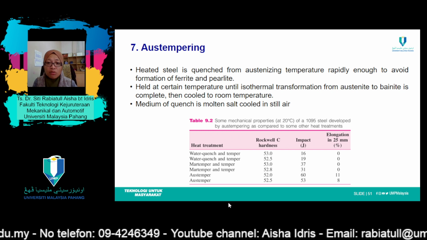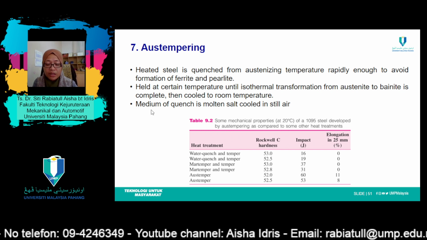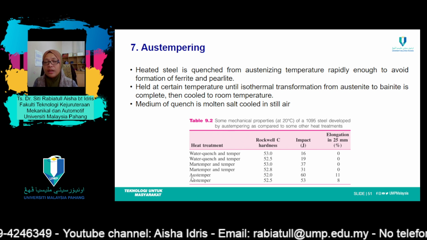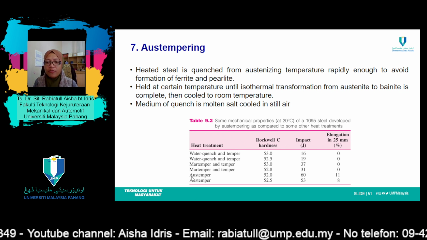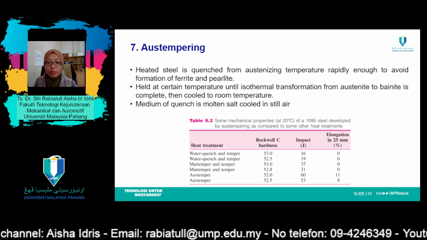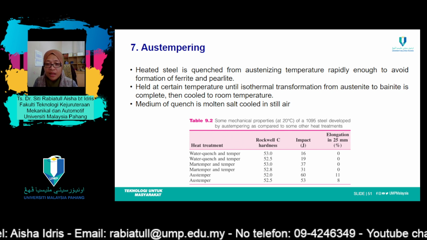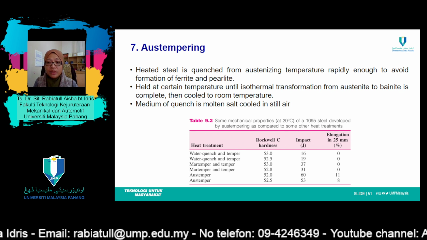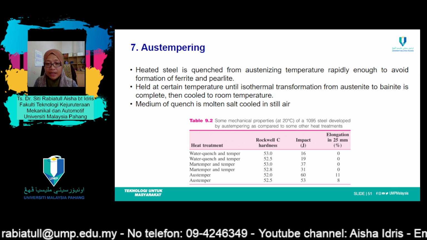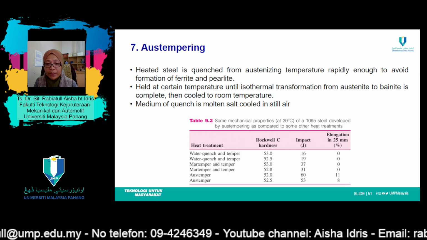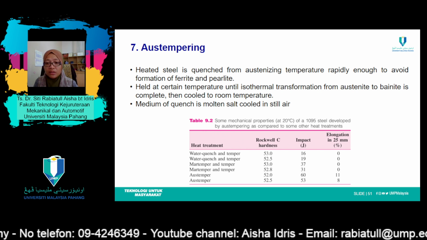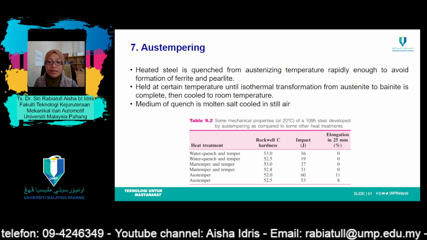Number 7 is austempering. In austempering, steel is heated, then quenched from the austenitizing temperature rapidly enough to avoid formation of ferrite and pearlite, and then held at a certain temperature until isothermal transformation from austenite to bainite is complete, and then cooled to room temperature. The quench medium is a molten salt, cooled in still air.